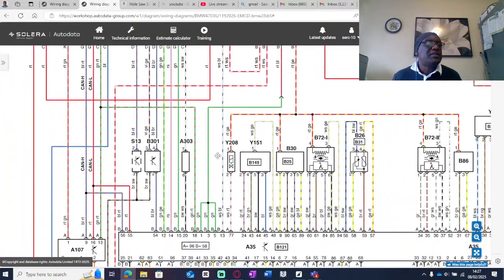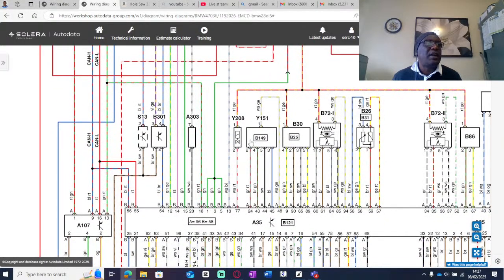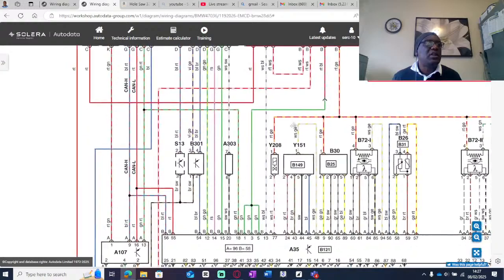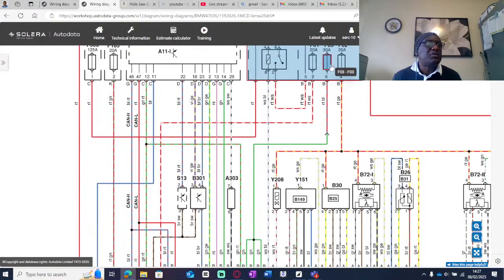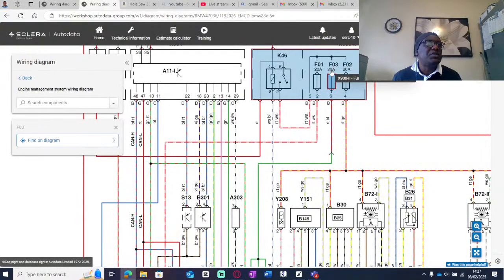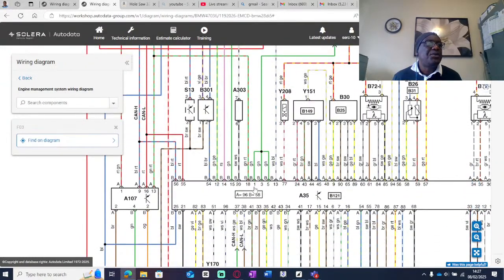Anyway, let me see if we have any shared grounds, right? You will see as well here. Let's go to fuse number 3, which is a 30 amp fuse. If we follow it, that's what goes to that green wire. Look what happens. 3 pins of the ECU are receiving power from the same line.